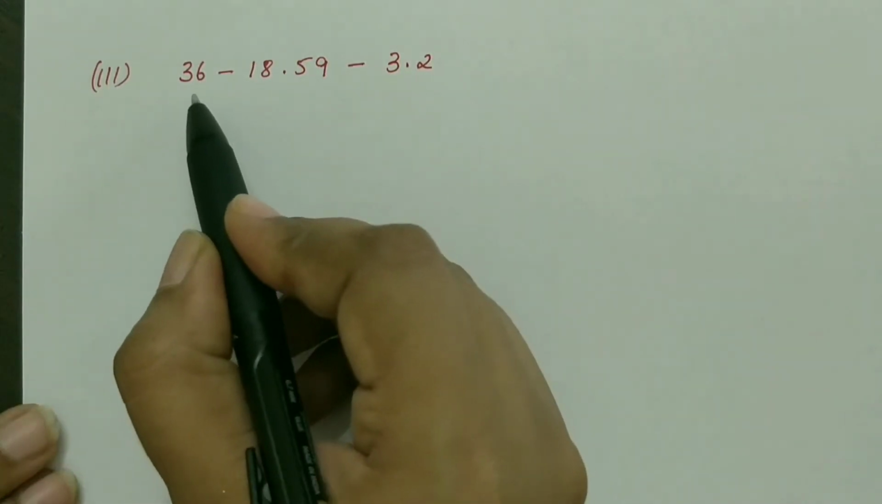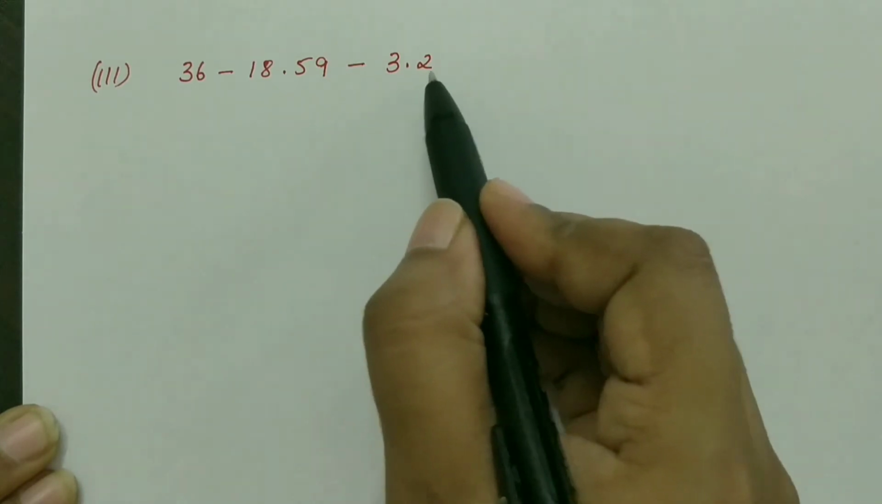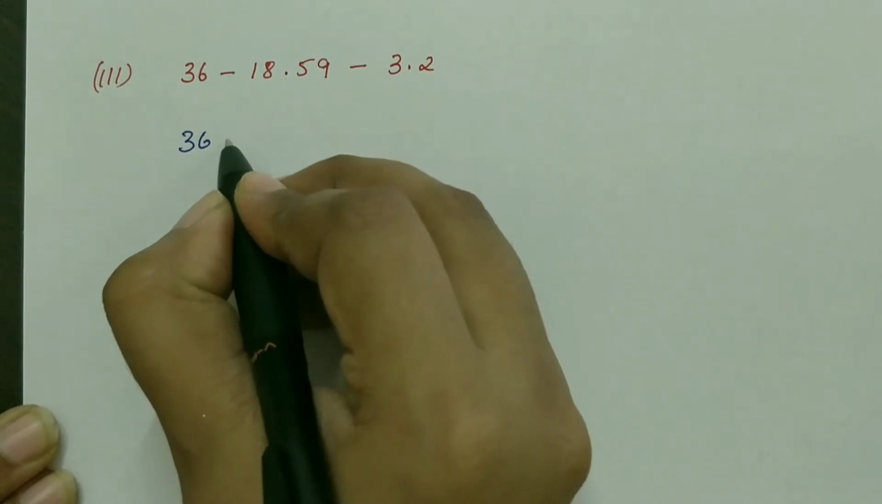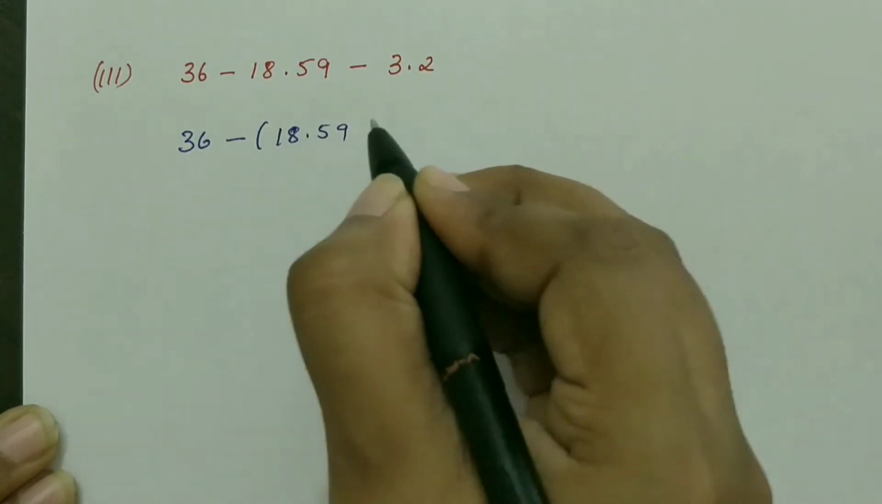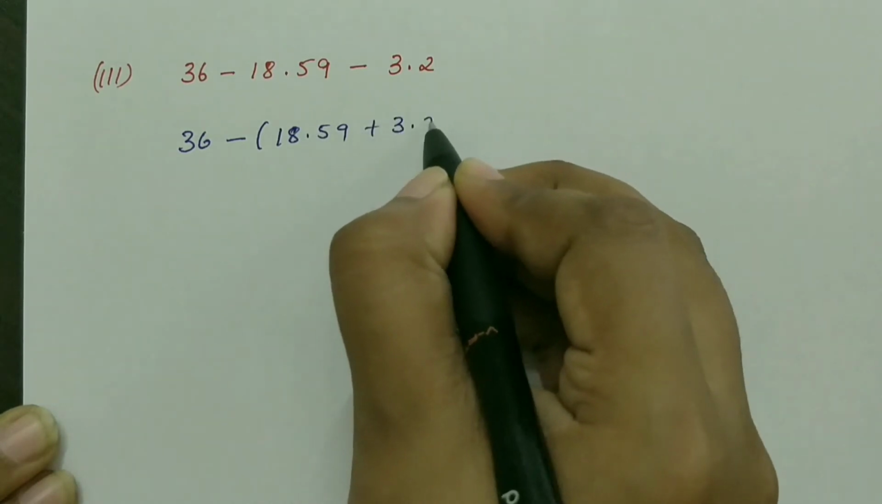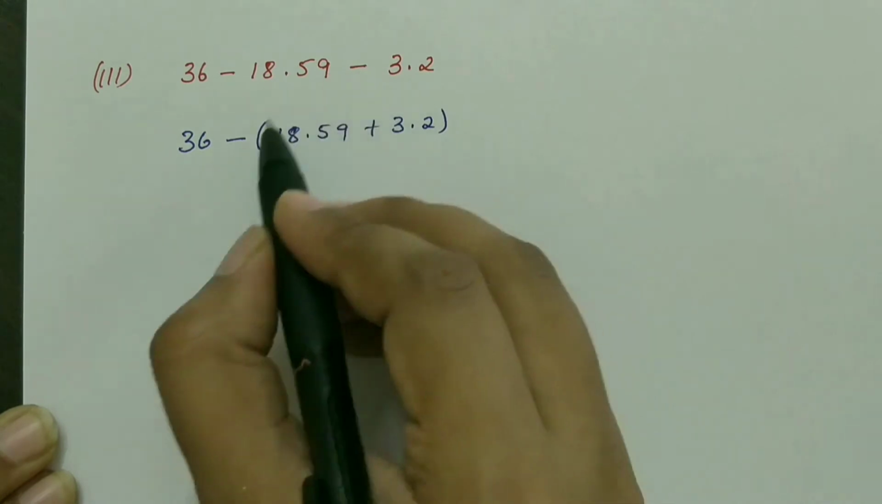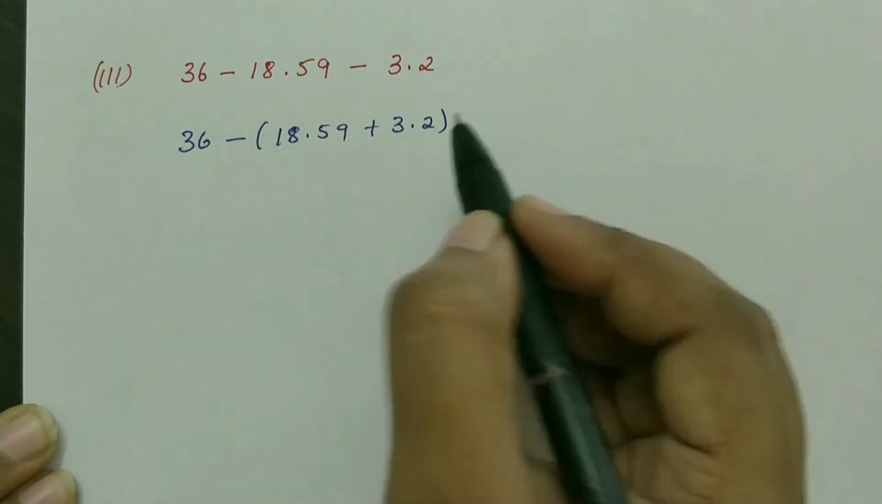Third one. 36 minus 18.59 minus 3.2. Write it as 36 minus 18.59 plus 3.2. Minus is common in both of them. So take minus common and 18.59 plus 3.2.